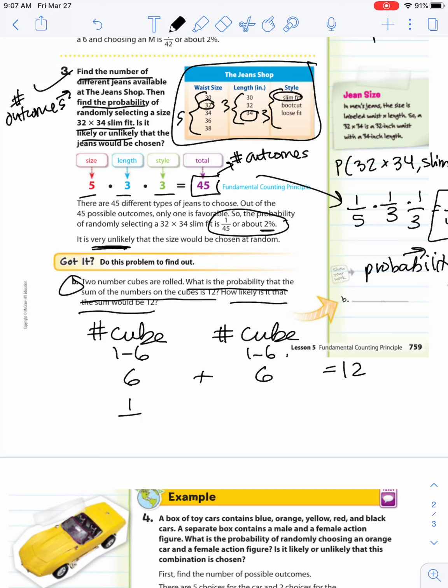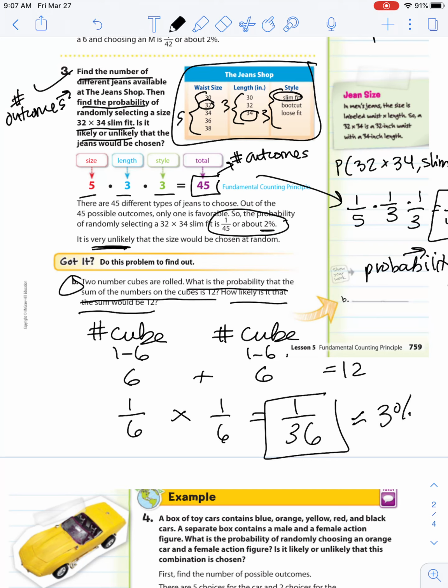So the probability of getting a 6 on the first one would be 1 out of 6, and the second one would also be 1 out of 6, for a total probability of 1 out of 36. So a 1 in 36 chance, let me get my calculator, is about 3%. So this is very unlikely that will happen.